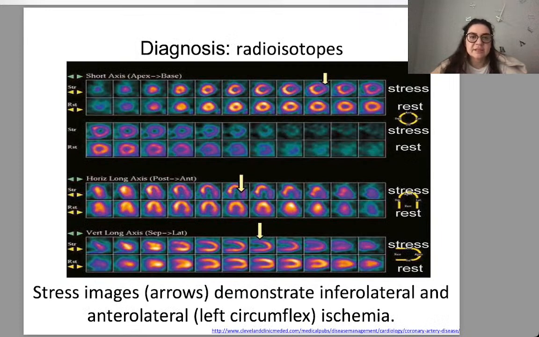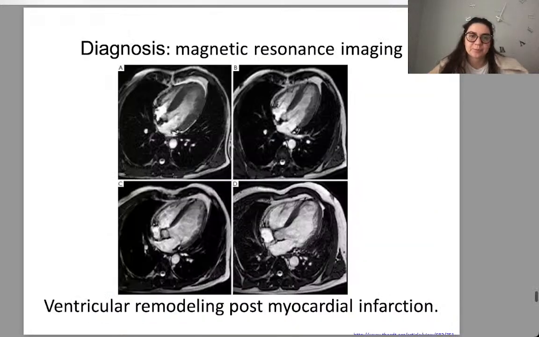Another study is scintigraphy or radioisotopic study. It looks like this. Here it can be rest or stress images, and here you see an example of stress images, shown by arrows, demonstrating inferolateral and anterolateral left circumflex ischemia.